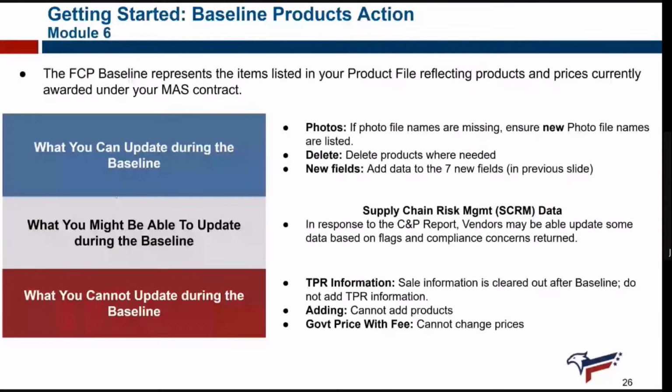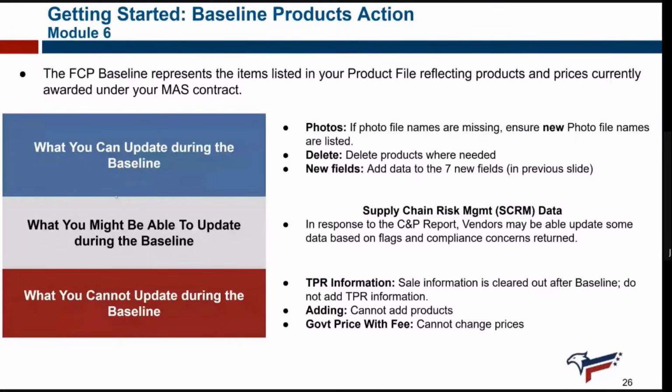What you might be able to update during the baseline is the supply chain risk management data, or the SCRM data. So if this stuff is flagged in your CMP report, you as the vendor may be able to update specific fields to address those compliance concerns. I would just note, please work with your CSCO on determining whether or not you can make that corrective action or not.